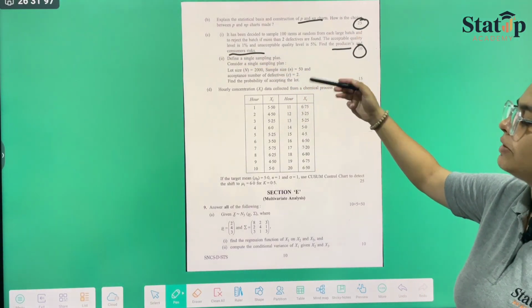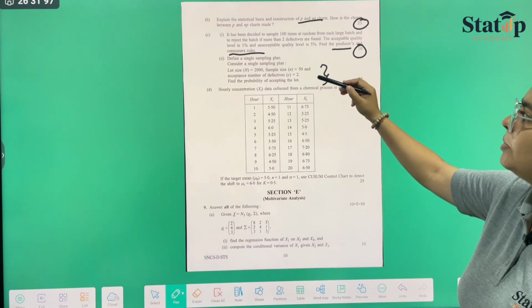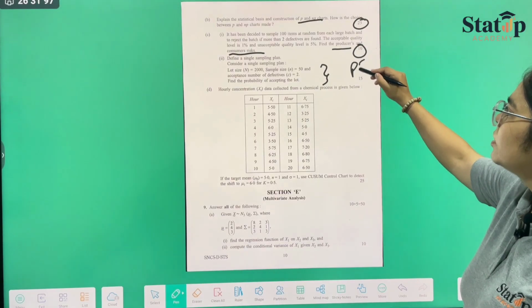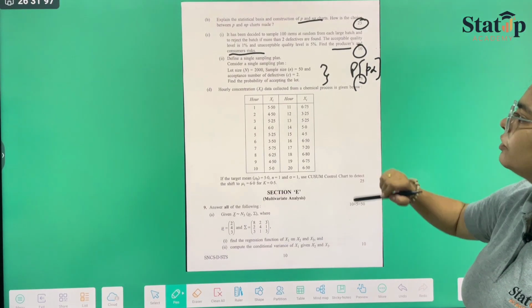Then the next one is define single sampling plan, consider the sampling plan and find the probability of accepting a lot. So it is probability of P alpha, lot of good quality. So it was of 15 marks.